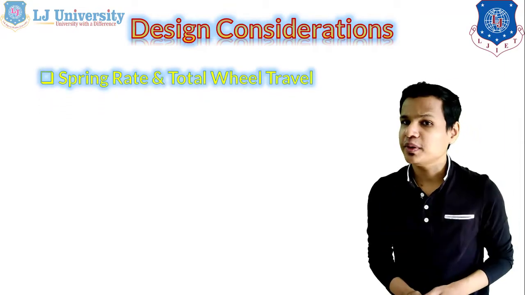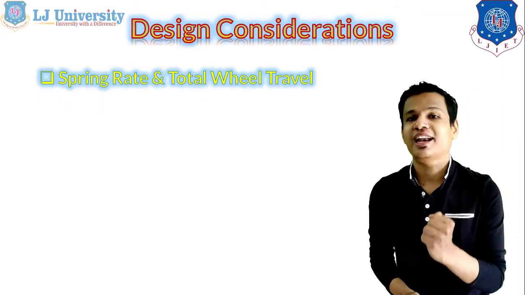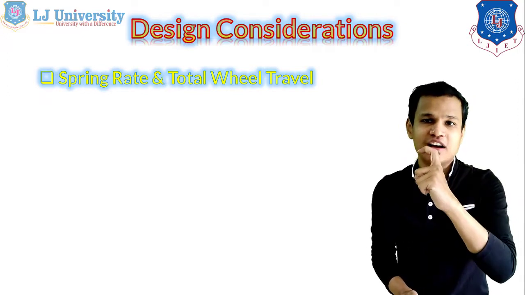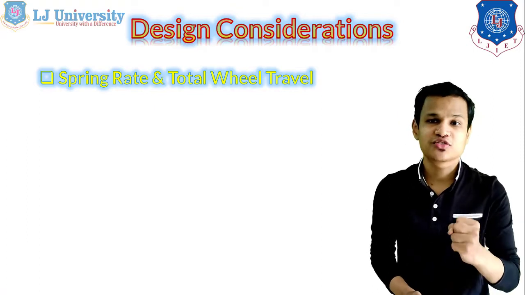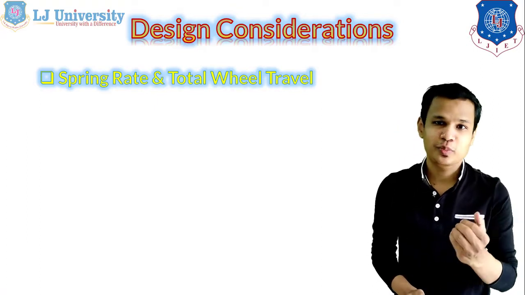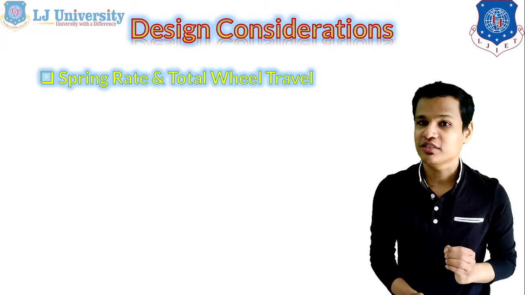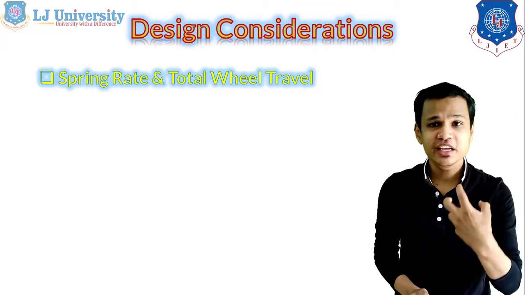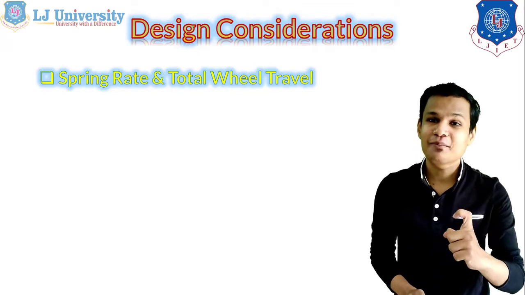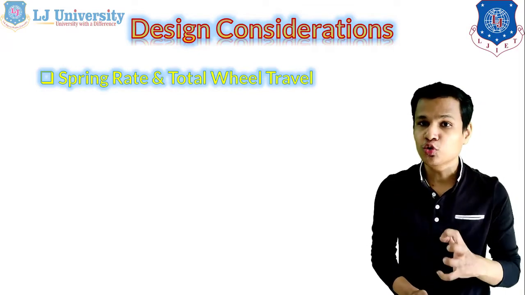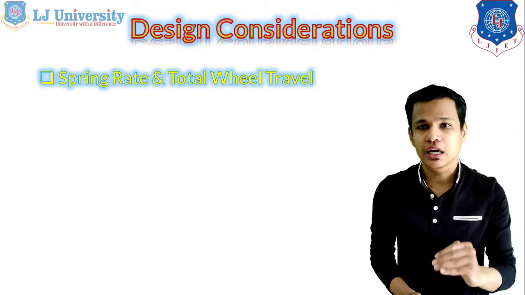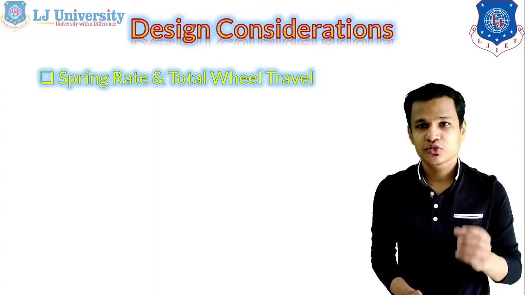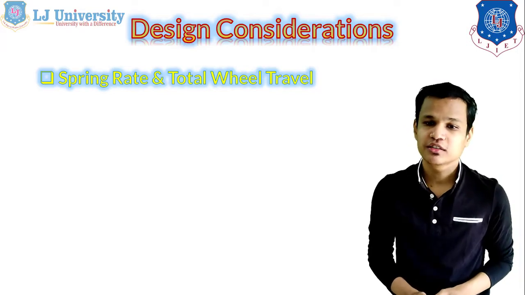Next thing is the spring rate and the total wheel travel. The spring rate means the spring vibration frequency, how soft the spring is. The spring should be as soft as possible so that ride comfort is provided. But if the spring is too soft, then the vibration generated in the spring will be too much. It will create an up-down motion for a longer time if the vehicle passes over a bump. So there is a limit to the softness of the spring.